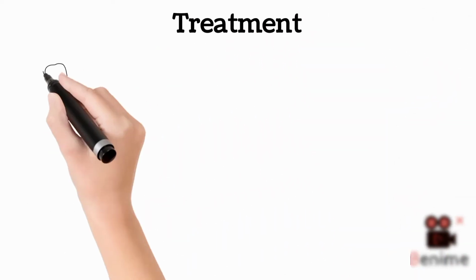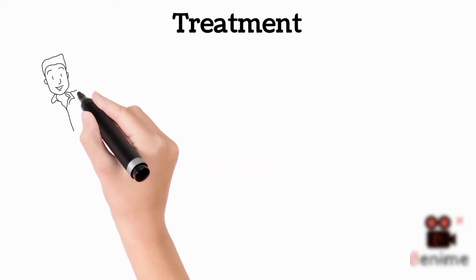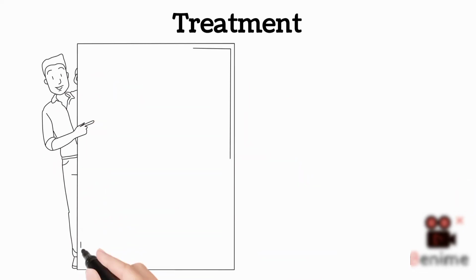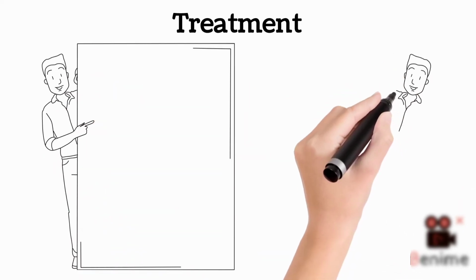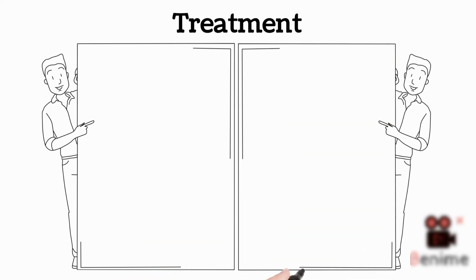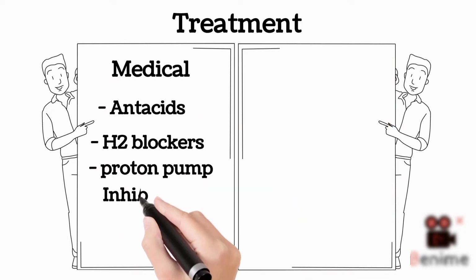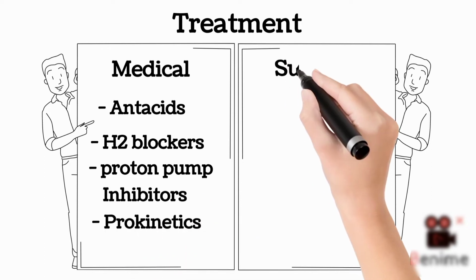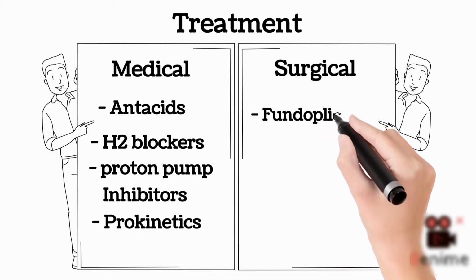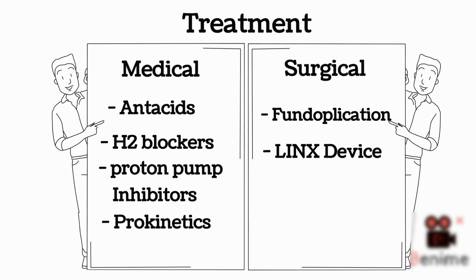Under the treatment options, we have the medical option and the surgical option. Under the medical option, classes of medications like antacids, histamine 2 blockers, proton pump inhibitors, and prokinetics. Under the surgical option, procedures like fundoplication and Lynx device.